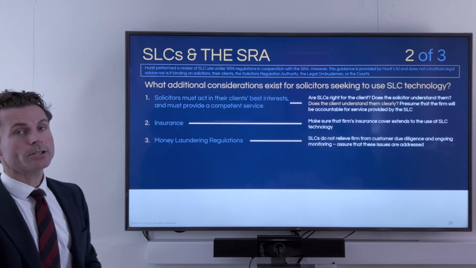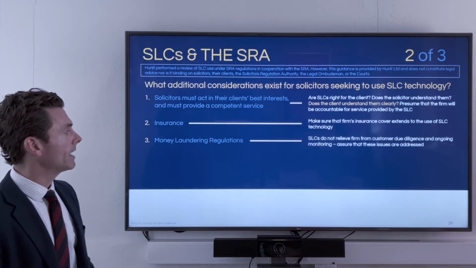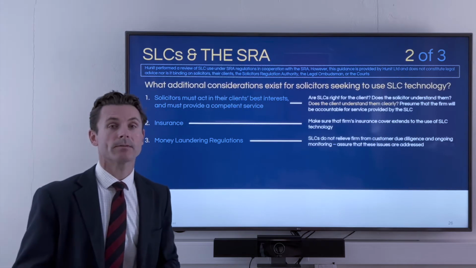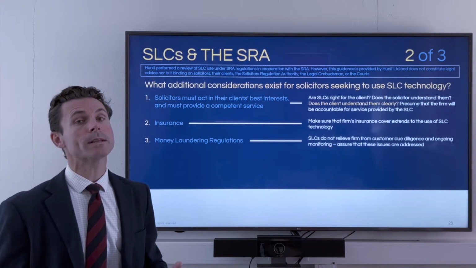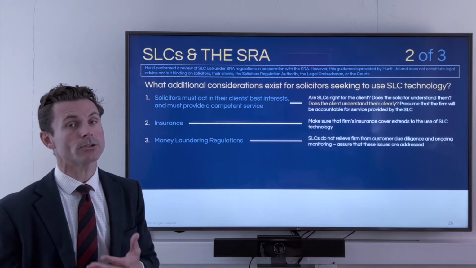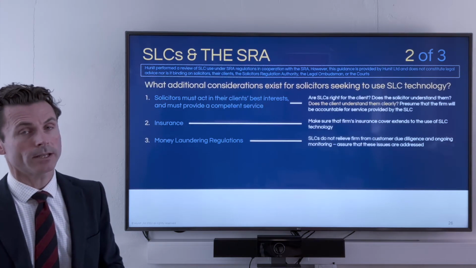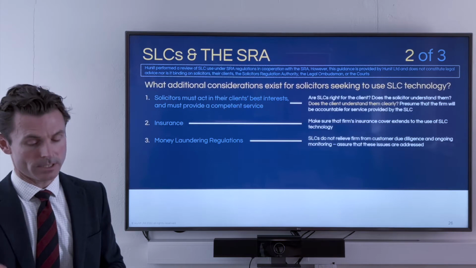Money laundering regulations, AML, KYC, smart legal contracts do not relieve the firm of their obligations. They may provide technological tools that make compliance easier and cheaper for the firm, but the firm still needs to have a very watchful eye on this. They cannot wholesale outsource this to a platform.